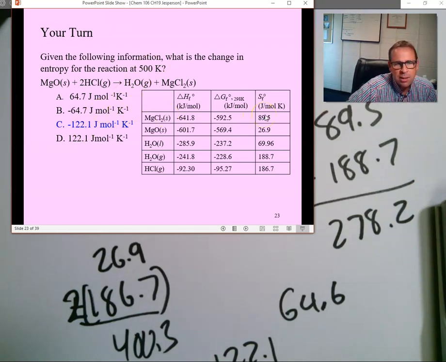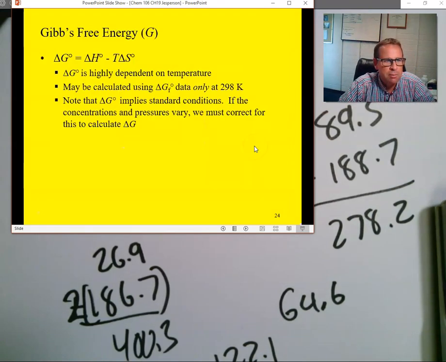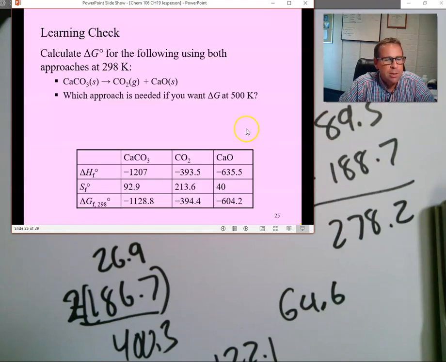One more thing to pay attention to here is S values will always be positive. Right? They'll always be positive. Like Kelvin, they're always going to be positive values.